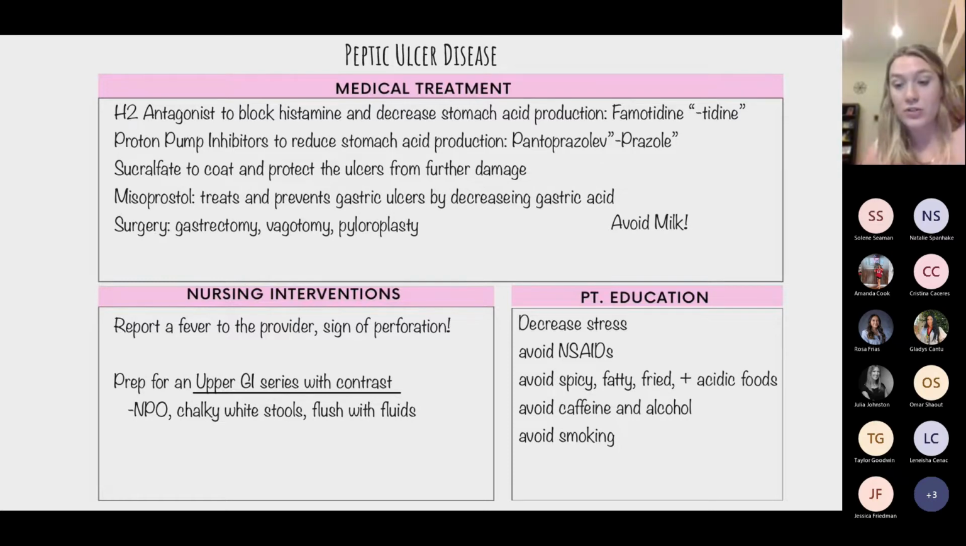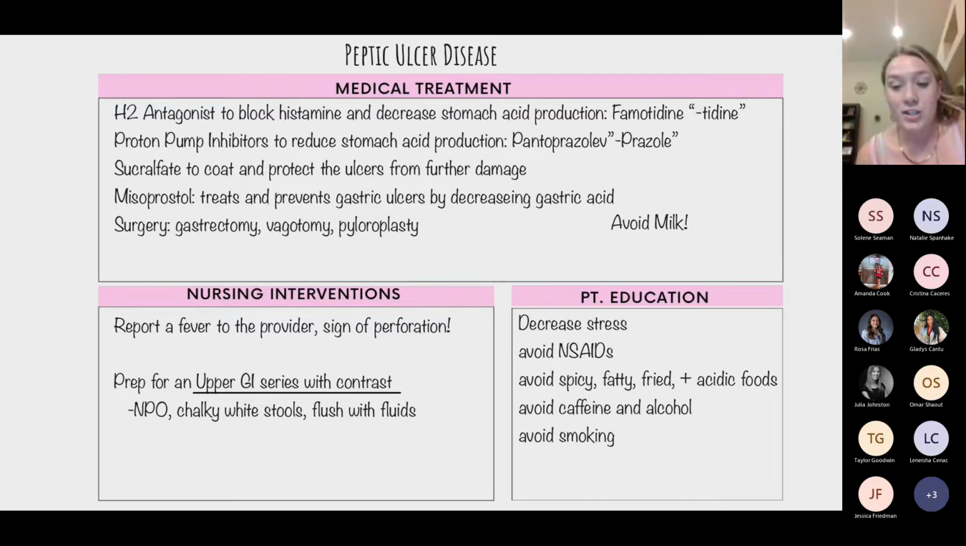There's multiple different surgical options, so just keep that in mind. As nurses, what we want to do is monitor for perforation. If we follow the ABCs, airway, breathing, circulation, this is one of the most important and horrific complications of this. We also want to prep for an upper GI series with contrast. How we prep for this is that these patients are going to be NPO, and just know that after they've received this contrast, we really want to make sure that we flush with fluids to help get that contrast dye out.